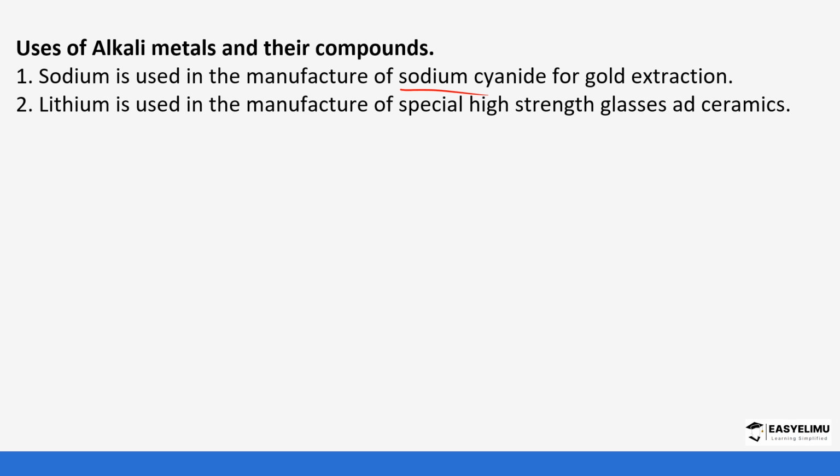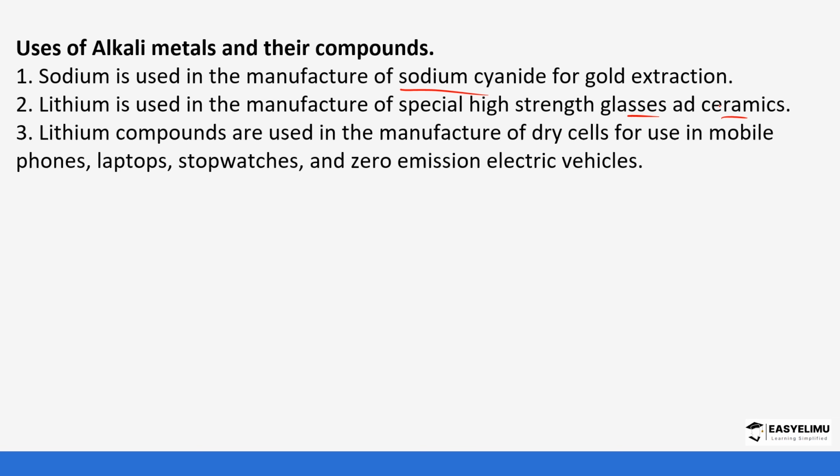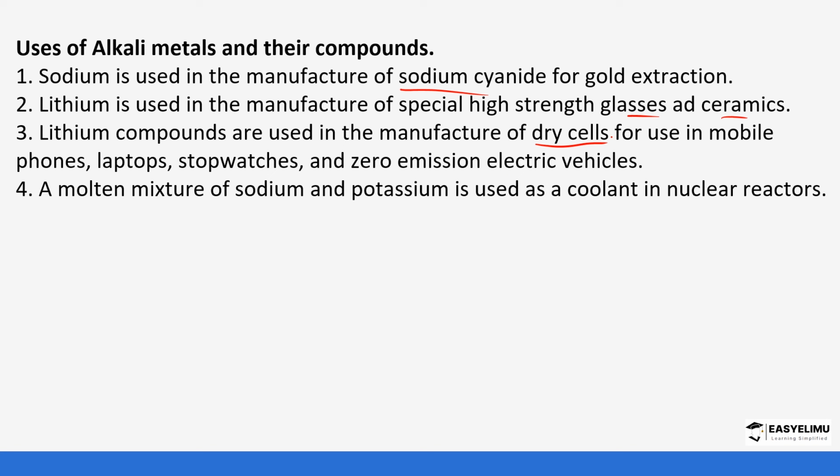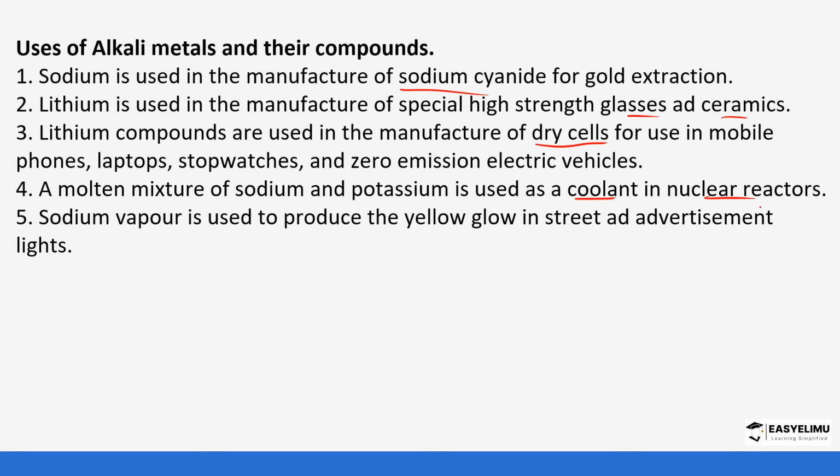Lithium is used in manufacture of high strength glasses and ceramics. And then lithium is also used in the manufacture of dry cells. You're going to talk about these dry cells later in Form 4. And then a mixture of potassium and sodium in molten state is used as a coolant in nuclear reactors. And then sodium vapor is used to produce a yellow glow in street lamps. So it is used in advertisements, those advertisement lights that you see on the streets.